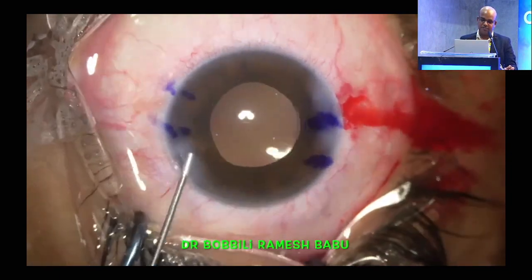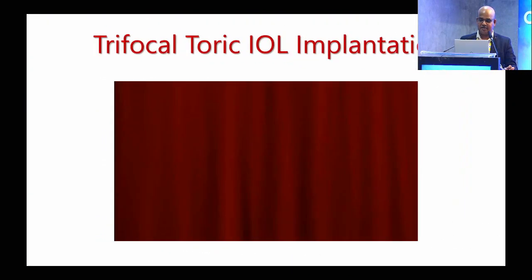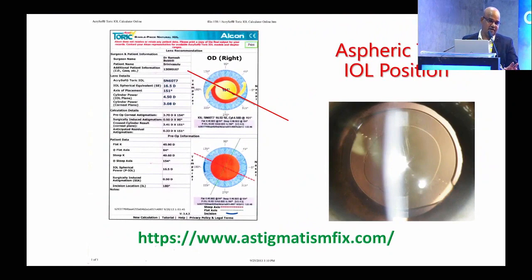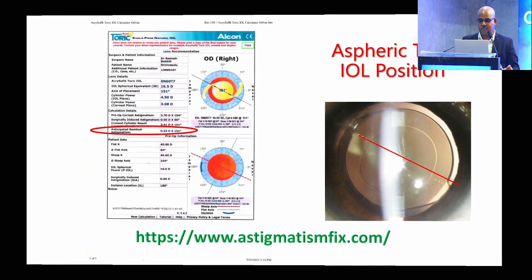We need to make sure that the chamber is watertight. Any loss of fluid can cause shallowing of the chamber, which can again rotate the lens and alter the results. This surgery was done way back in 2013, and this was the result. If there is any change in the lens position, we can fix that again using astigmatismfix.com. Thank you for your kind attention.